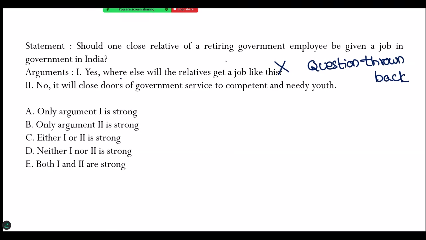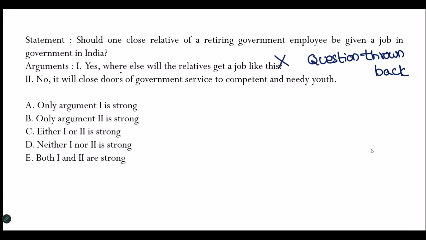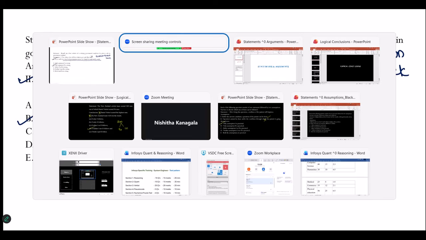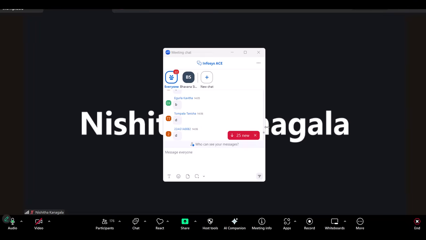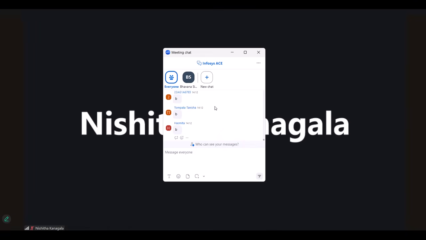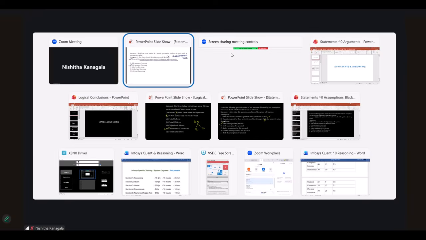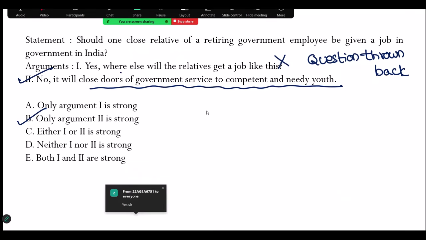No. In fact, this is not followed by others, it's not an established fact and no one is following it now. If somebody is not following, don't go for that. Okay. No, it will close doors. Yes, this is a correct argument. No, it will close doors of government service to competent and needy youth. So those who are competent, those who worked for that post, you are closing the doors of government service for them. So the second argument is correct. Do you agree with that for this question? Yeah, many mentioned option B. Right. Now let's go ahead with the next question.